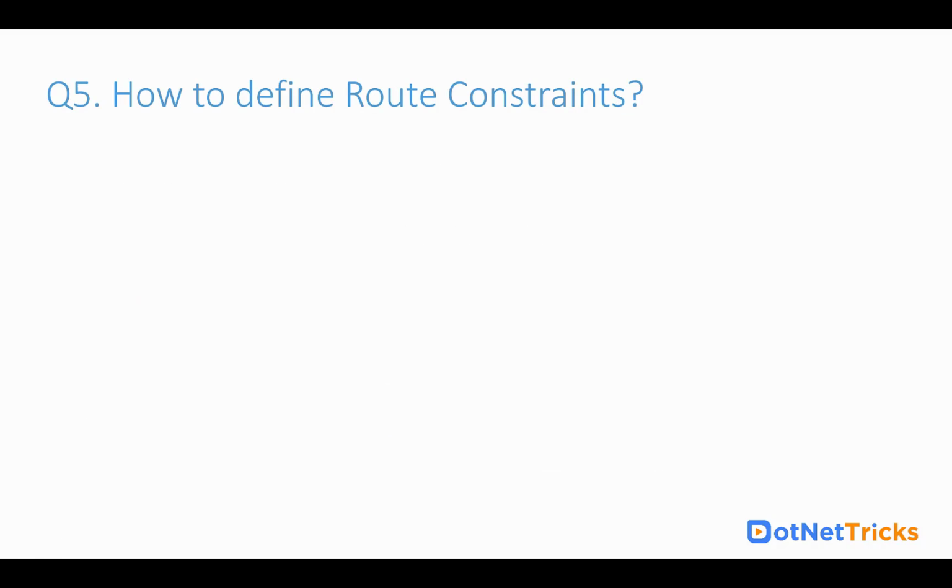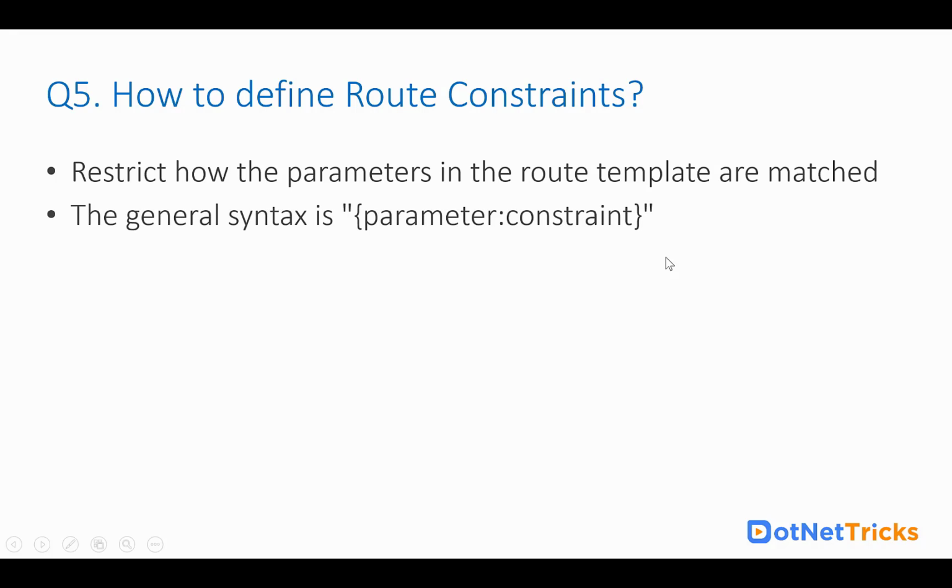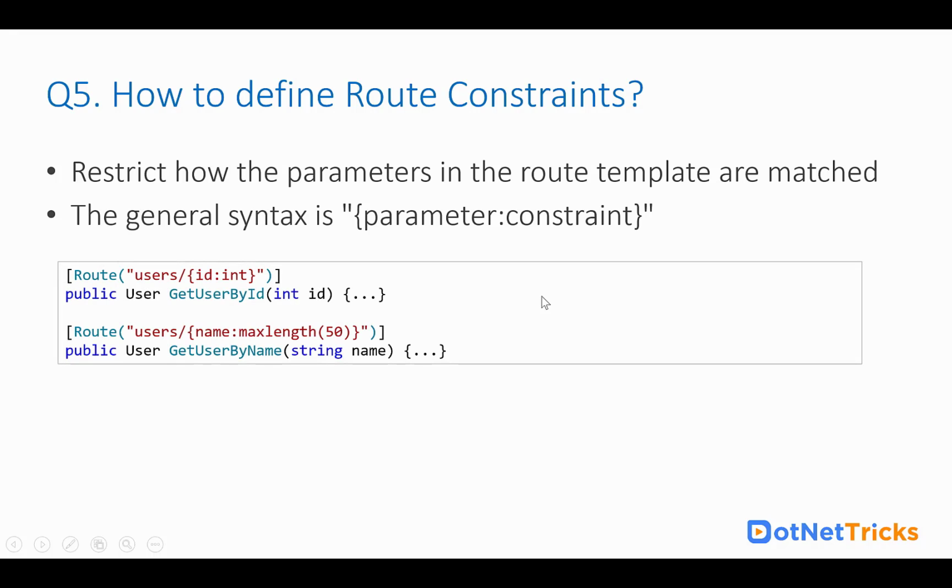Now let's move to the next question: how to define a route constraint. Sometimes there is a requirement to apply some restriction when we are receiving a route parameter. Those restrictions we can apply with the help of the route constraint concept. This is the syntax for the route constraint: for the parameters you mention in the route template, use a colon and then define your constraint. Now let's understand it with the help of an example.